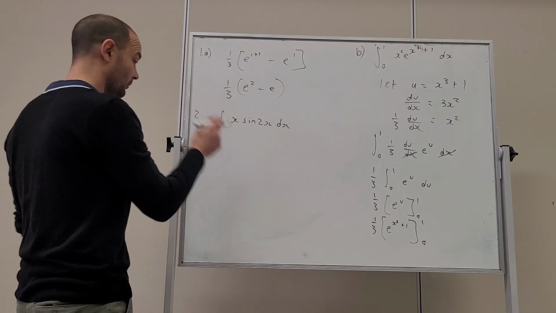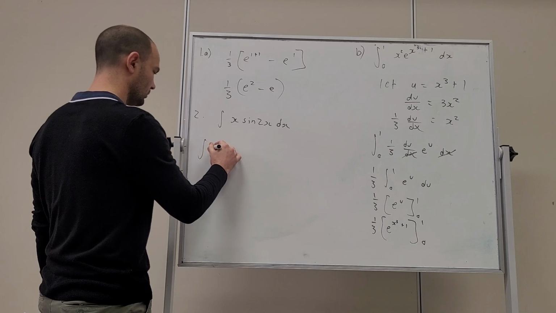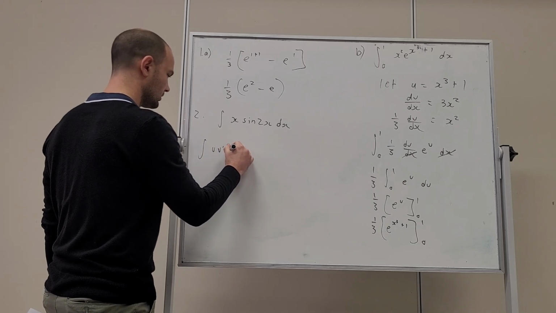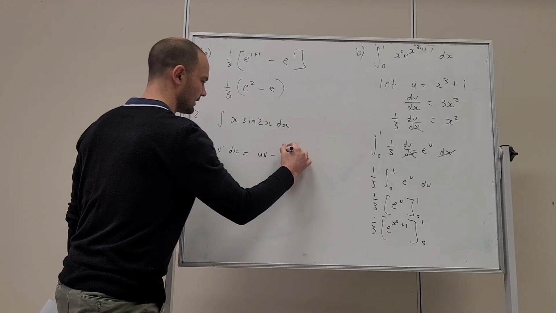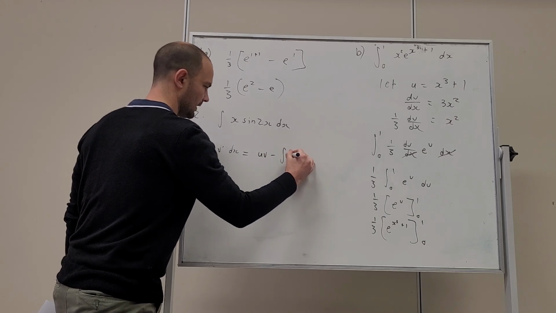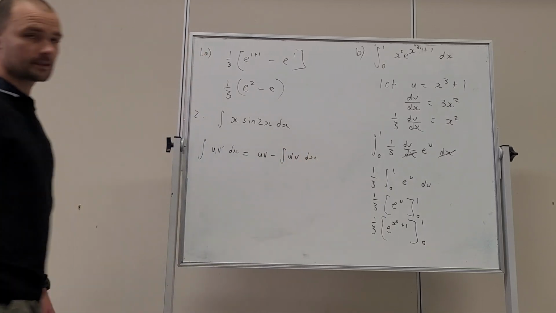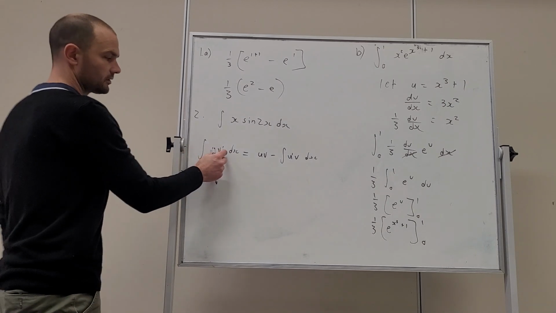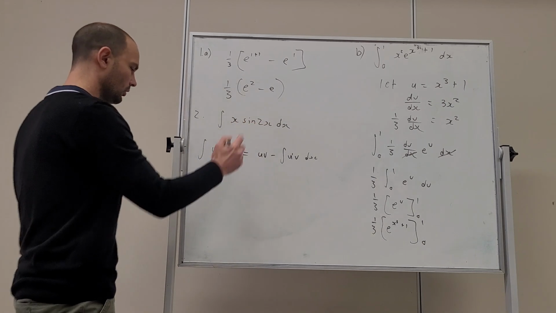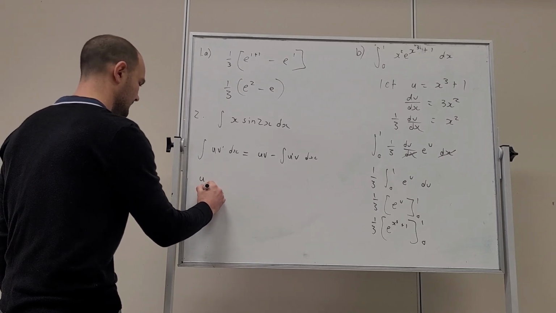So I'll write the formula up again quickly. It's the integral of u v dash is equal to u v take the integral of u dash v. Okay, that's the form for integration by parts. And so we need to first identify what corresponds with u and what corresponds with v dash.